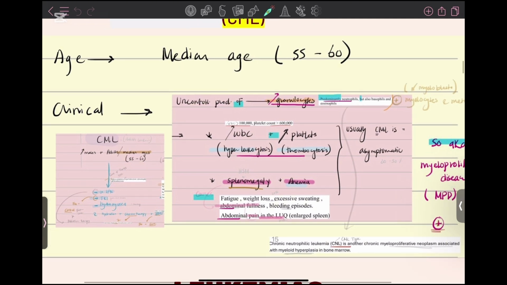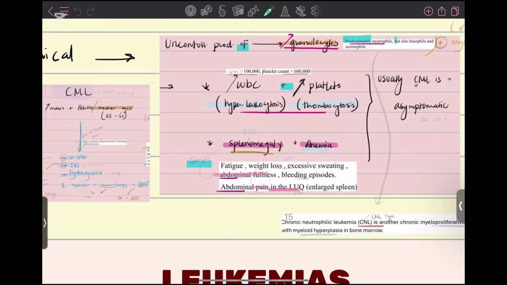Now generally you're going to have thrombocytosis, not thrombocytopenia which we saw previously, and hyperleukocytosis, so it's not a specific marker. But over here thrombocytosis and granulocytosis of neutrophils is very important. Generally you're going to see splenomegaly and anemia, not something specific, but what's specific here is two things.